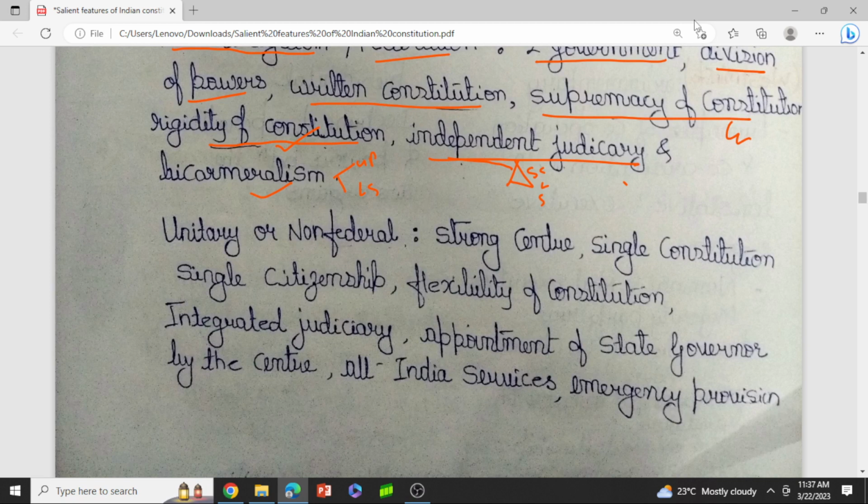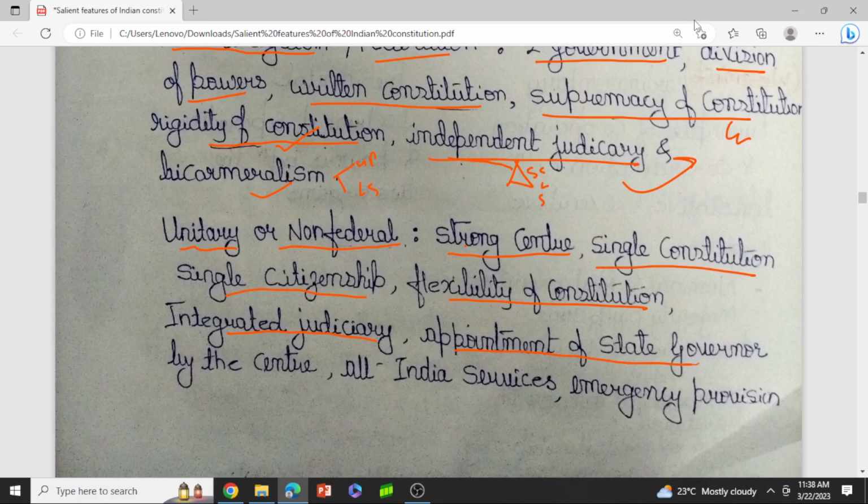What are the characteristics of unitary and non-federal? Strong center, single constitution, single citizenship, flexibility of the constitution, integrated judiciary, appointment of state governors by the center, all India services, emergency provisions. Let's understand this.